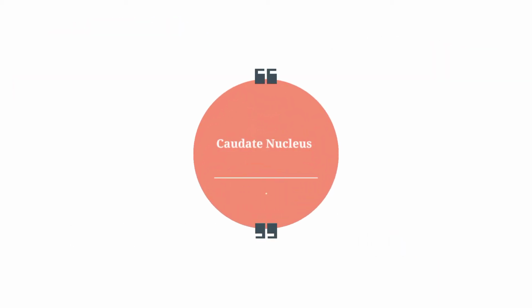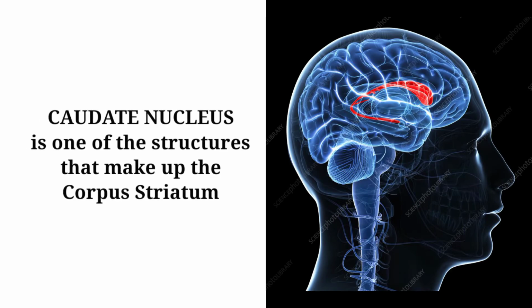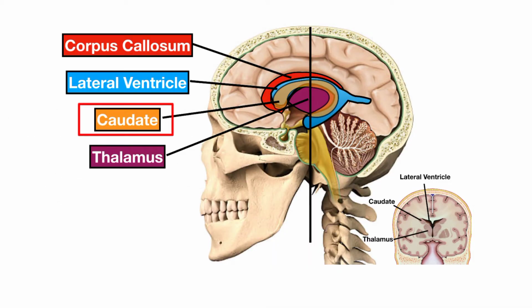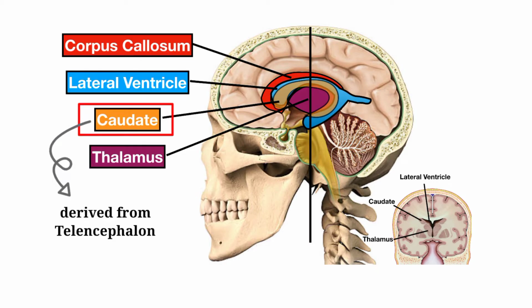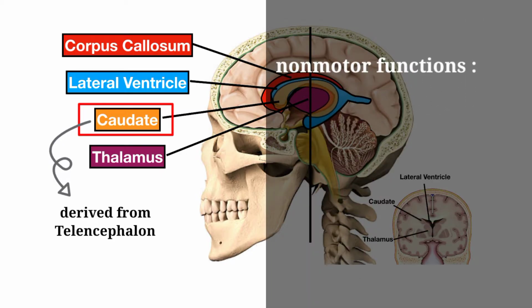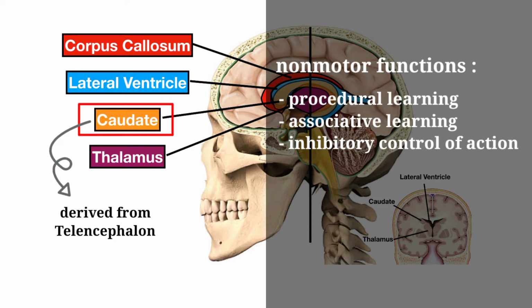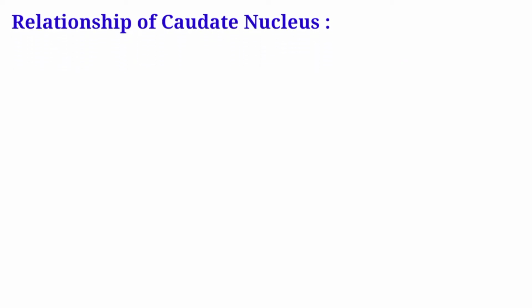Let's talk about caudate nucleus. As I said earlier, caudate nucleus is one of the structures that make up the corpus striatum. It is a large, comma-shaped nucleus which surrounds the thalamus and lateral ventricle. And please do remember that it is derived from telencephalon. It plays an important role in various other non-motor functions as well, including procedural learning, associative learning, and inhibitory control of action.